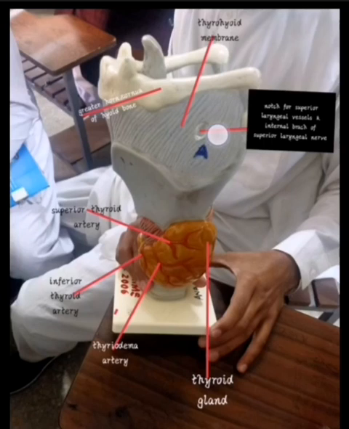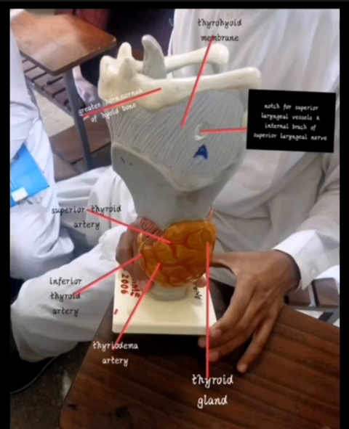We will find a notch in this membrane, and this is the notch for the superior laryngeal vessels and the internal branch of the superior laryngeal nerve. Moving downward, this is the thyroid gland. It is showing three arteries. The upper one is the superior thyroid artery, then the inferior thyroid artery, and the thyroidea ima artery. And that's all about the lateral aspect.